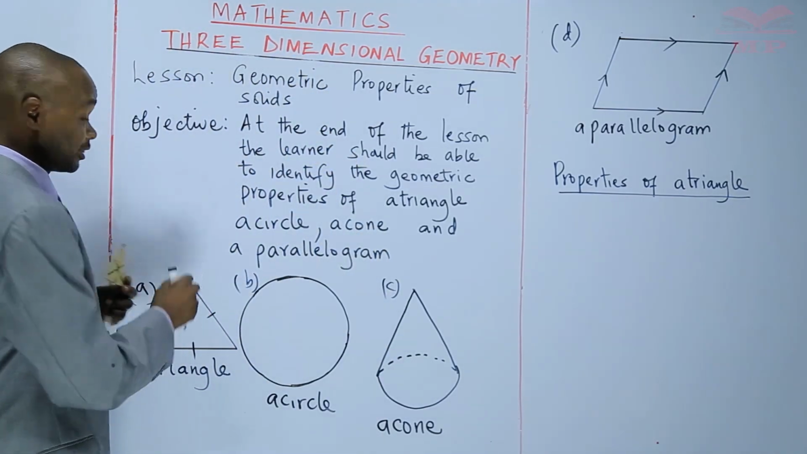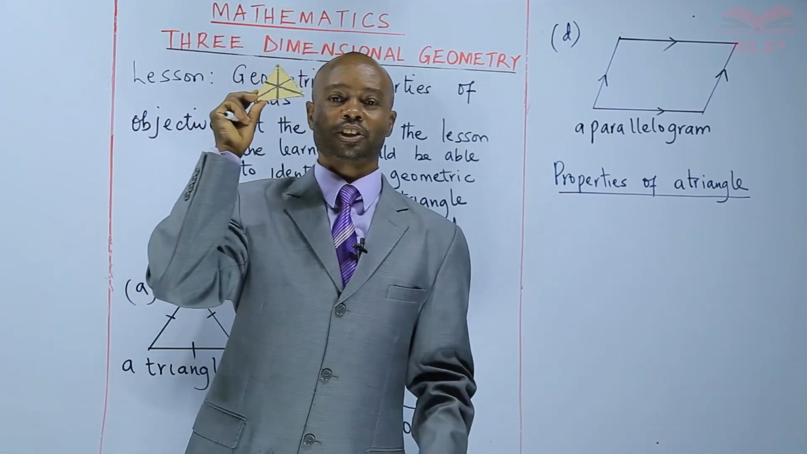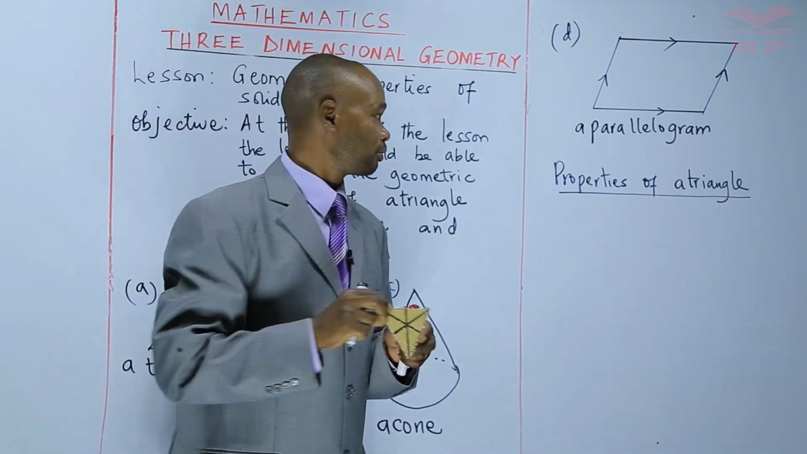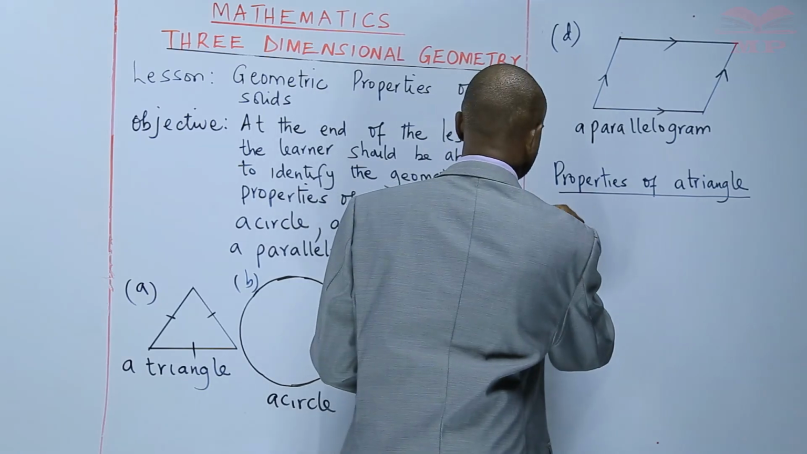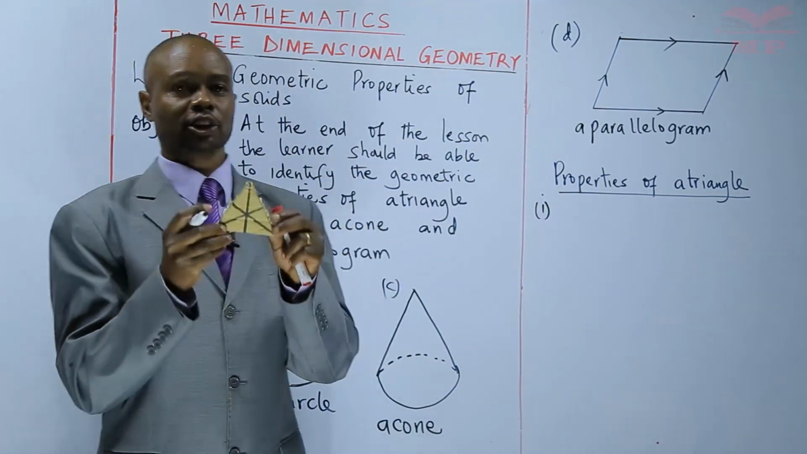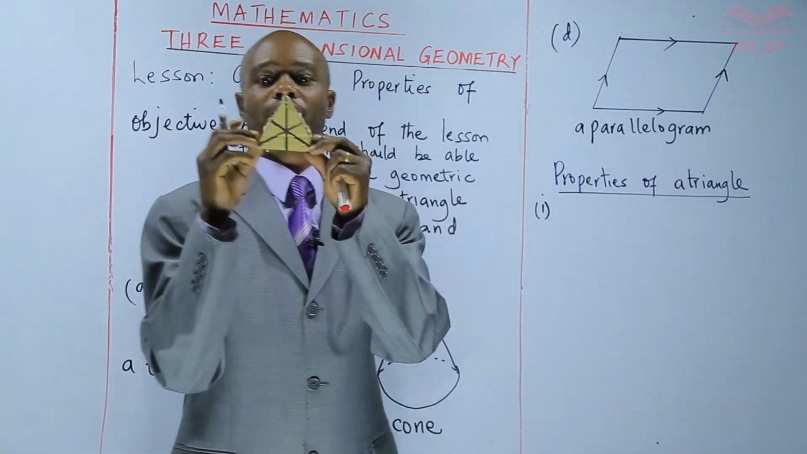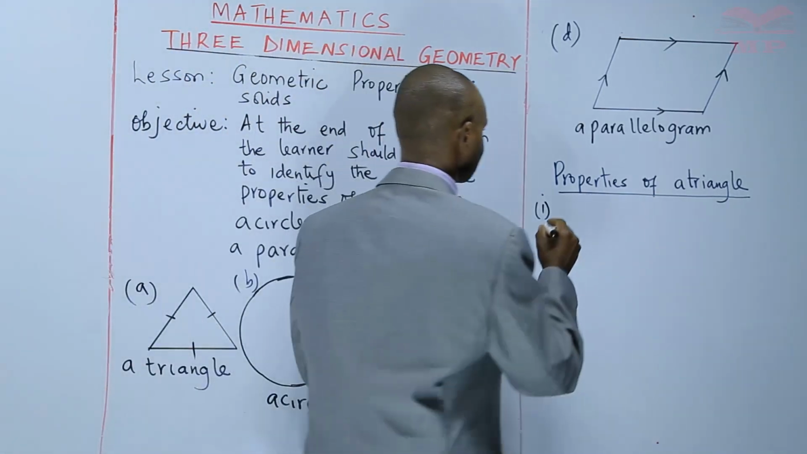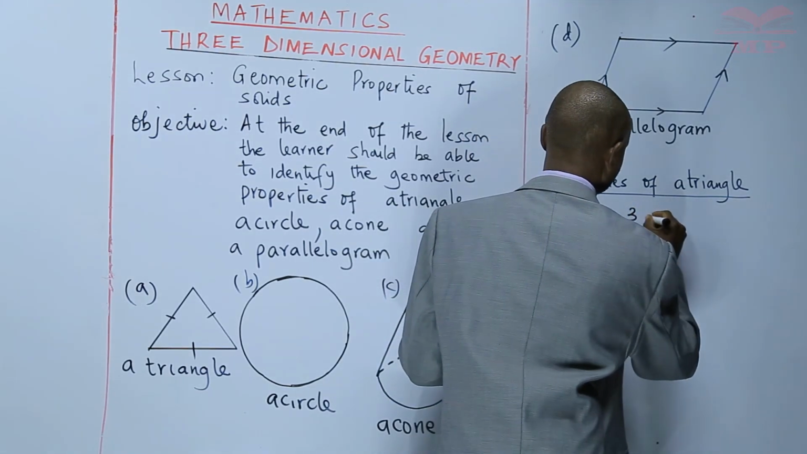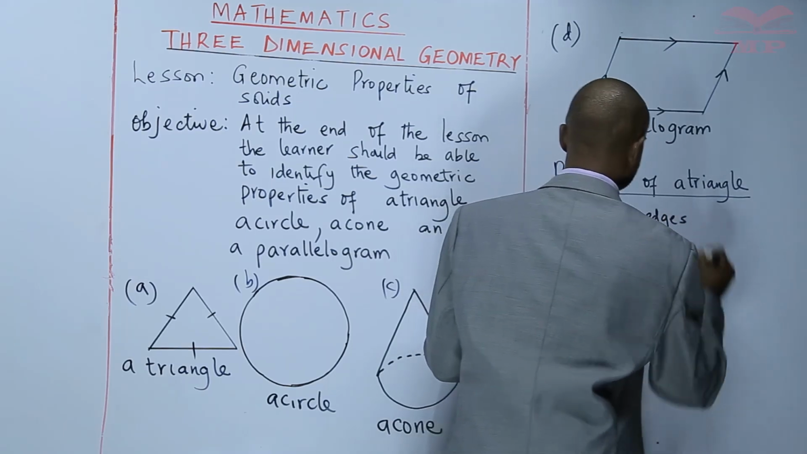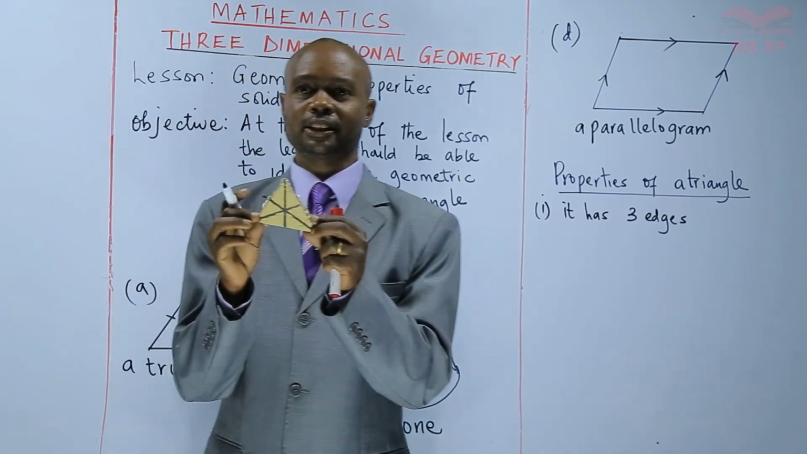So when you learn, don't only have a mind that it is stuck on the wall. Think of a triangular sheet. Think of a triangular piece of wood. So straight to the properties. One of the properties of a triangle, as you see, it has 3 edges, which are the sides.